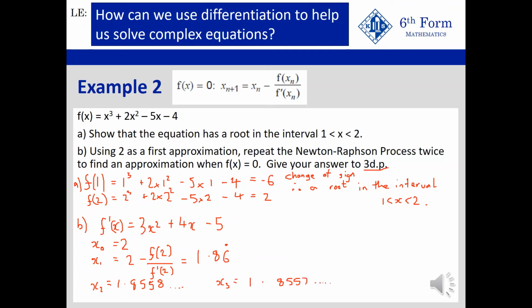So actually now these two are the same thing to 3 decimal places. x2 would round to be 1.856 and x3 would also round to 1.856. So we can go for our approximation for x. We'll go for 1.856 to 3 decimal places. So that's our approximate solution for x.